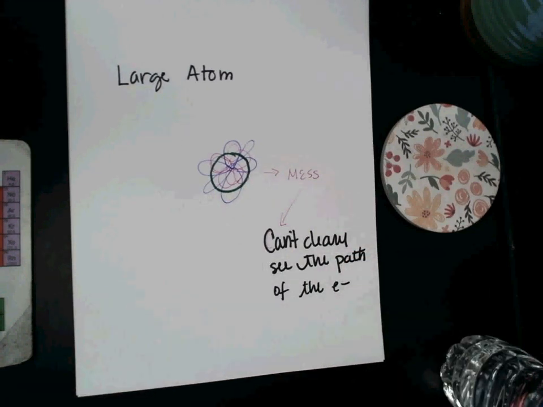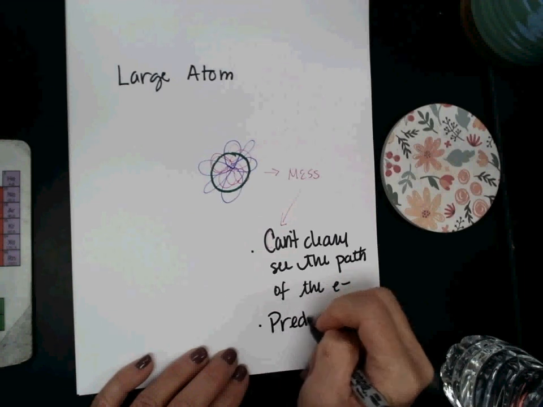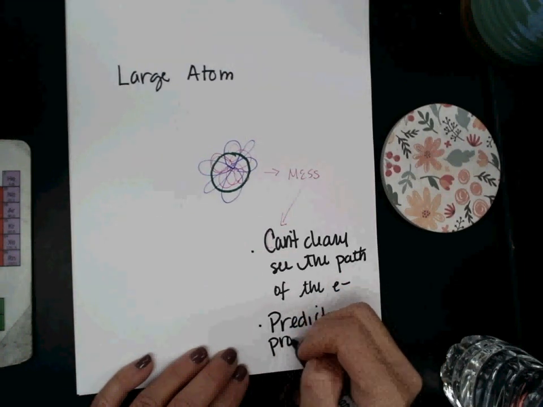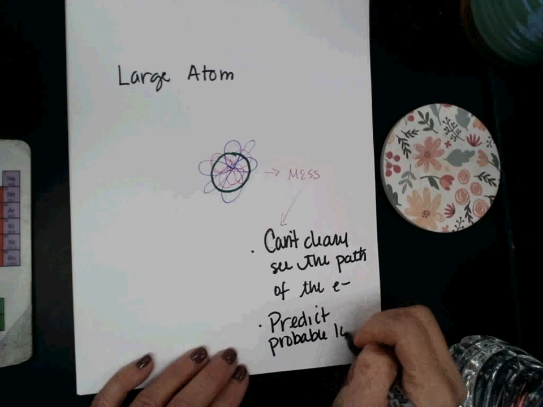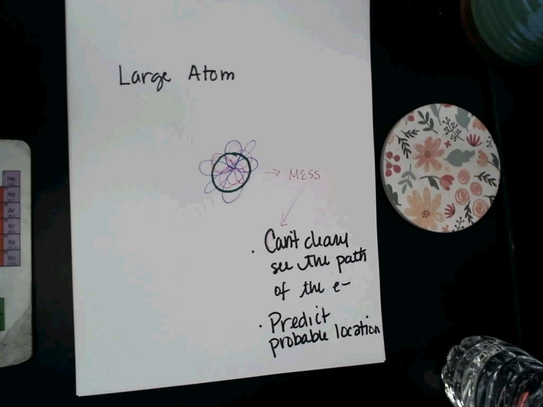You know what I mean? When you look at that and you think about all those things starting to overlap, you can't trace a clear path. You can predict probable location, which is exactly what we're going to do tomorrow when we start writing electron configurations. We're using all this information. By the time we get done, it becomes very simple and easy to understand to figure out where the electrons most likely are in the atom.